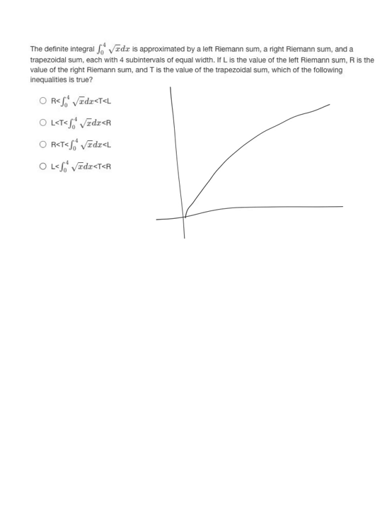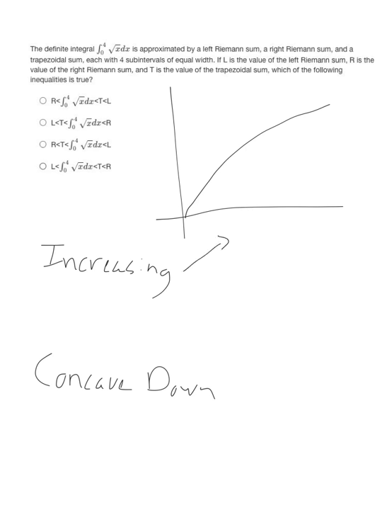And so I see two things. I see that this is increasing, and I see that it's concave down. And I know that those are the things that tell me whether or not we have an overestimate or an underestimate, depending on the method of approximation. So because it's increasing, my left endpoint will be an underestimate.